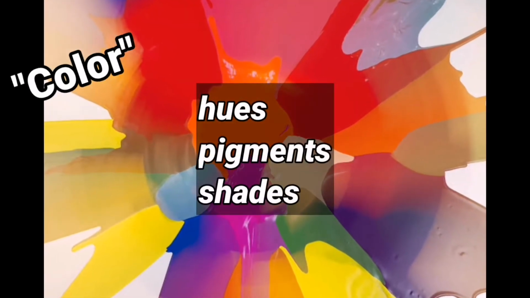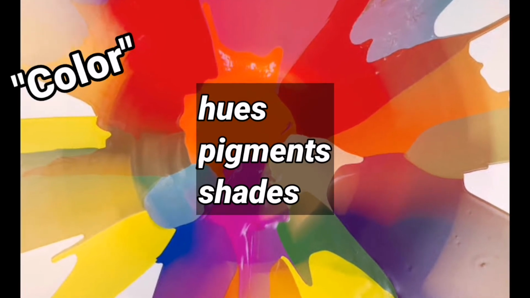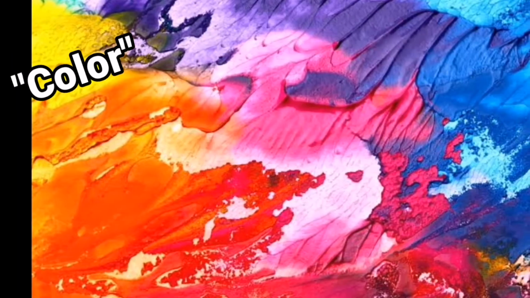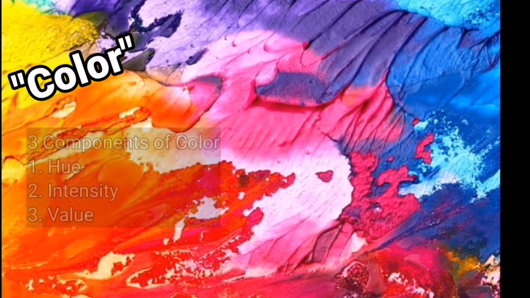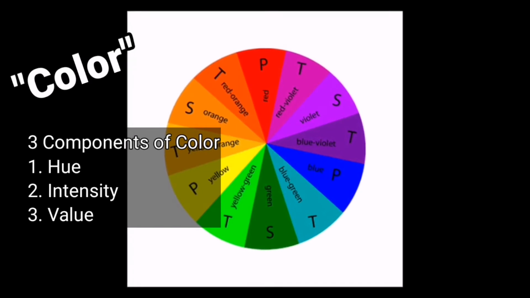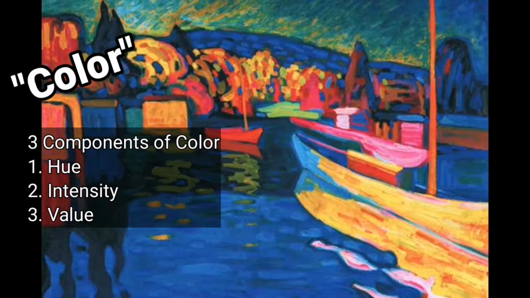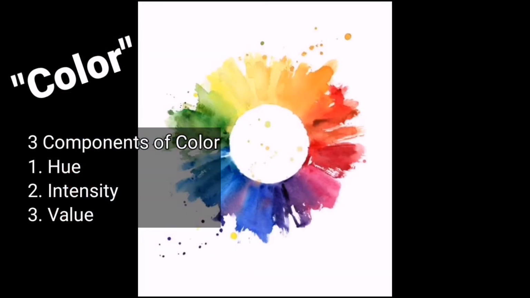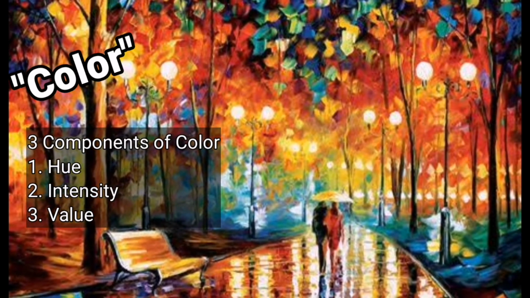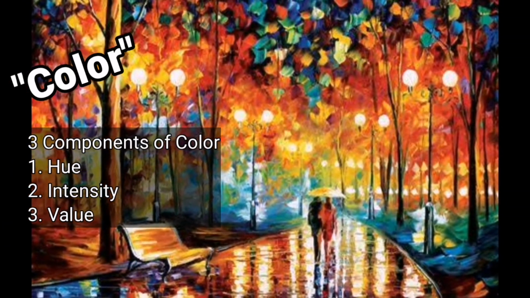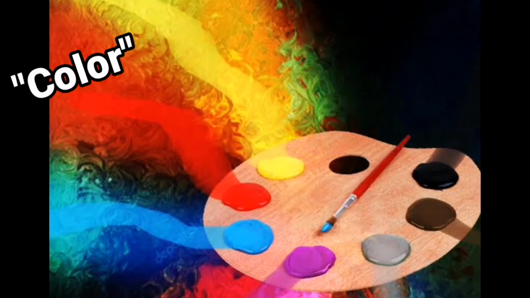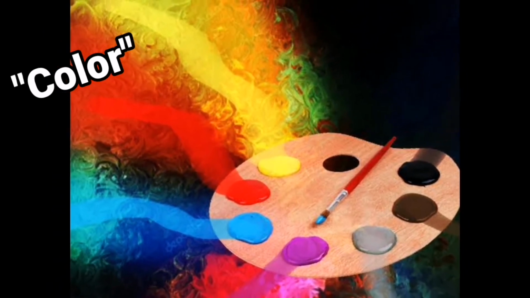It pertains to different hues, pigments, and shades applied in arts and design. There are 3 different components to color. There is hue, which is the name we give the color: red, yellow, blue, etc. Intensity, which refers to the vividness of the color. Intensity can also be referred to as saturation or purity. And value, meaning how dark or light a color is. Color can be used symbolically or to produce a pattern or to show contrast in a piece.